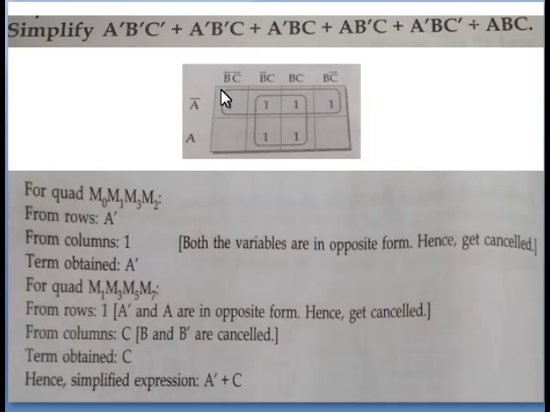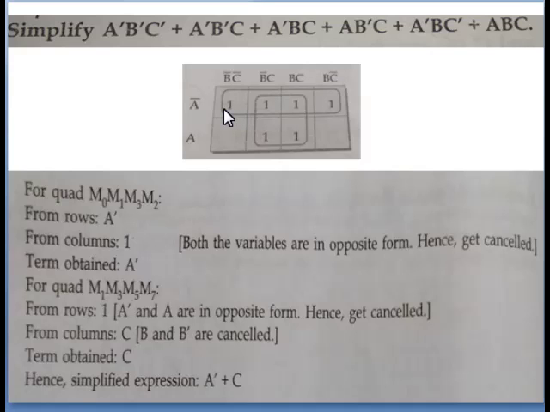So 3 variables means the first variable names the rows and the next 2 variables name the columns. According to the order, you have to give the names of the cells. So this is a sum of products. All the product terms, we are going to find the sum. So this is called a sum of product expression.